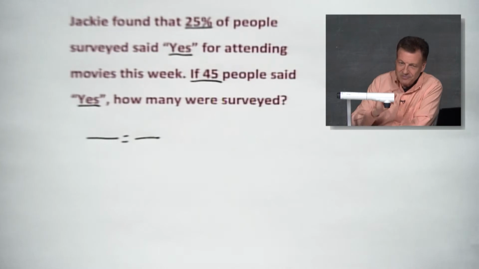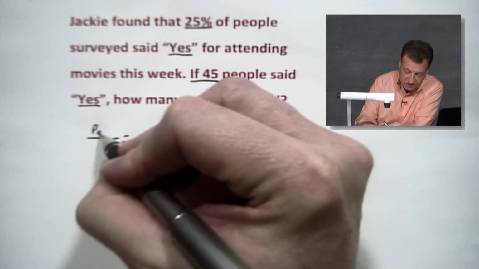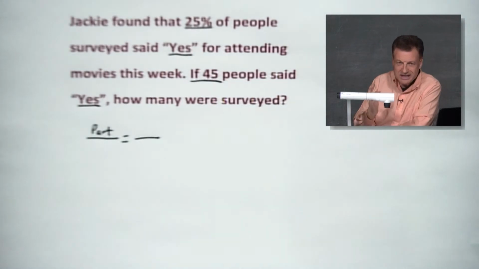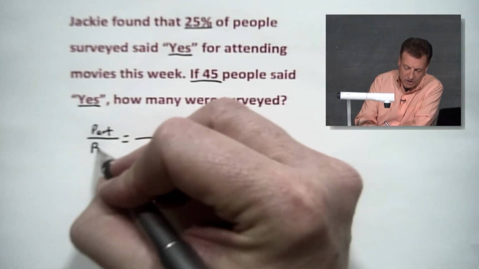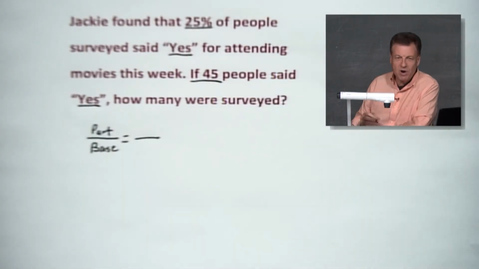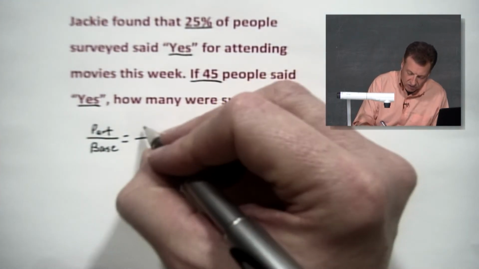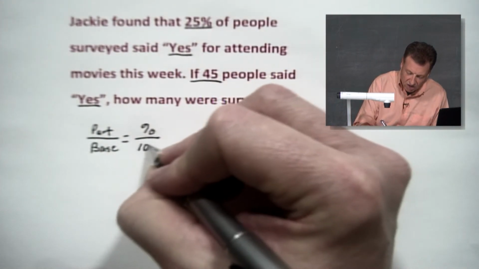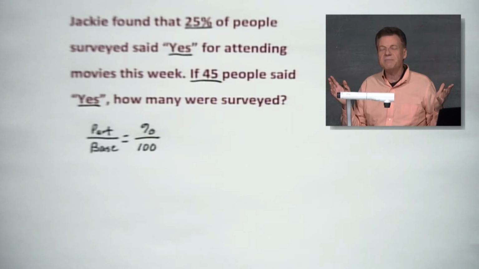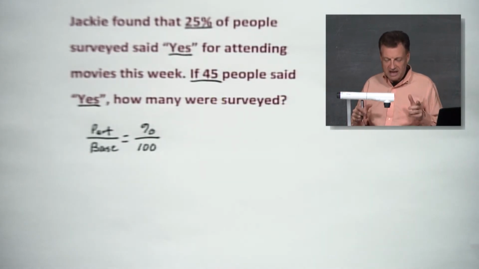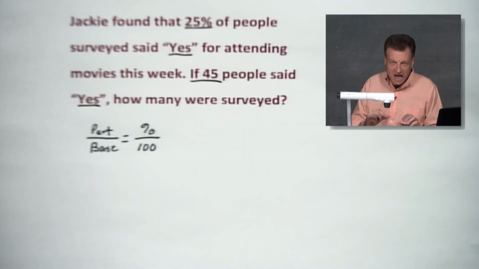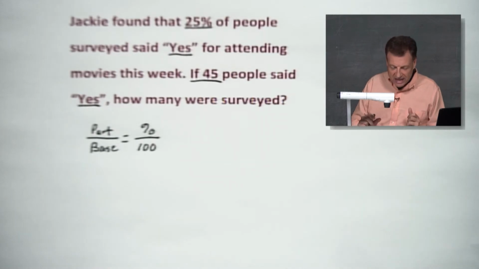My formula is real easy, and it's everybody's formula. It's not just mine. Part, which means where you end up, starting with base: we're going to take that part divided by the base, equals that percent over 100. Because, my friends, any percent can be written as that number over 100. So you say, well, what do we do from there? We'll look at it.